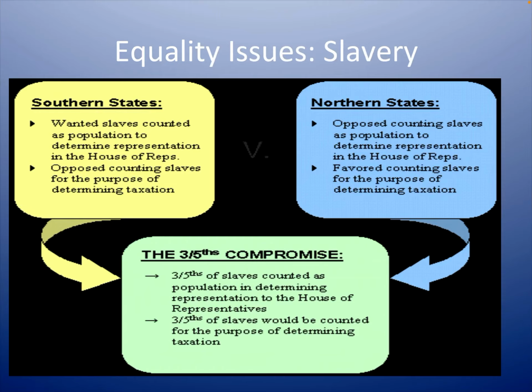So what this compromise essentially does is it creates a legal precedent. So legally speaking, slaves were then considered 3/5 of a human being, which is, of course, awful. But this is going to be the compromise that is established at the Constitutional Convention to try to settle the issue of slavery.